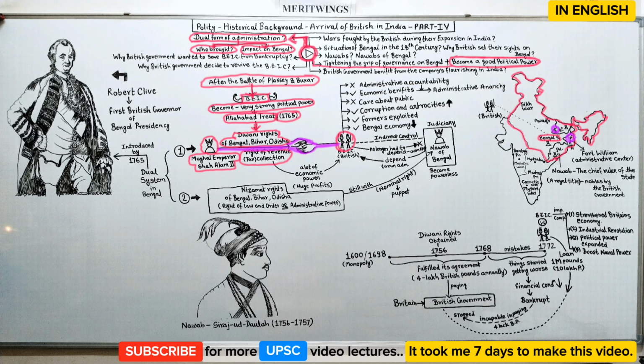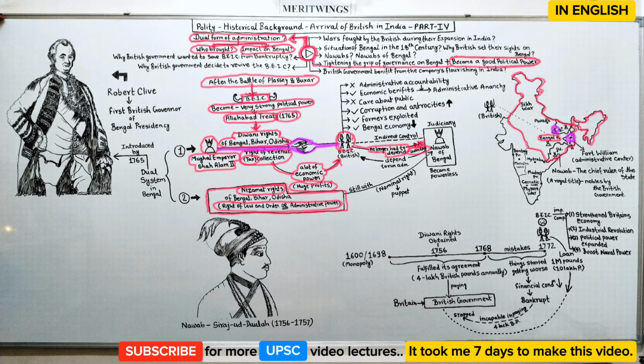This gave the British the right to collect revenue from these provinces. This meant that now they could collect taxes, which gave them a lot of economic power in India, because now the British no longer had to depend on the Nawabs for administrative expenses. Now the British East India Company could collect taxes directly from farmers and landlords, which gave them huge profits.